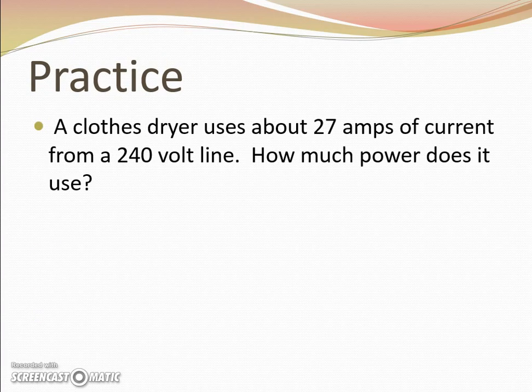Practice problem, and I expect you to put this in your notes. A clothes dryer uses about 27 amps of current from a 240 volt line. How much power does it use? When you solve this, I want you to write it down in your notes, and I want you to circle it so that when I come around to do a note check for chapter 20, I can clearly see that you did answer this question.